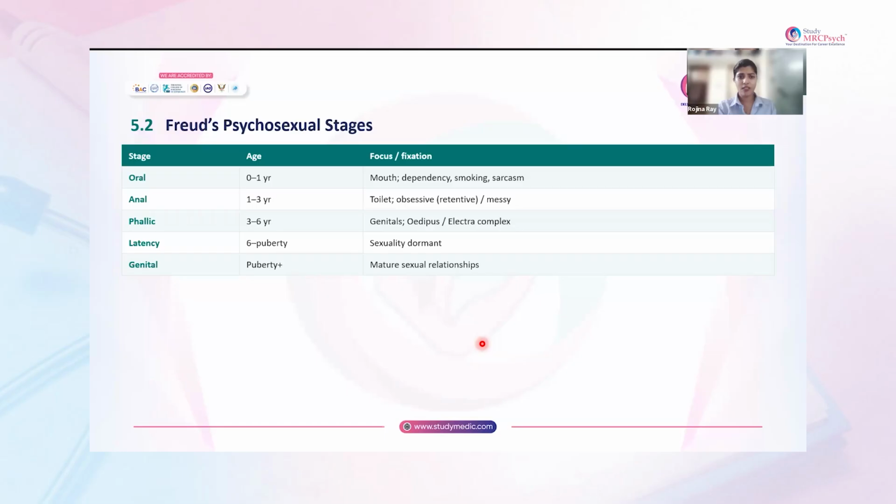Then the final stage is the genital stage, that is from puberty and onwards. Here the sexual energy is directed towards mature relationships. And successful resolution of earlier stages leads to healthy adult relationships, independency, and emotional maturity.